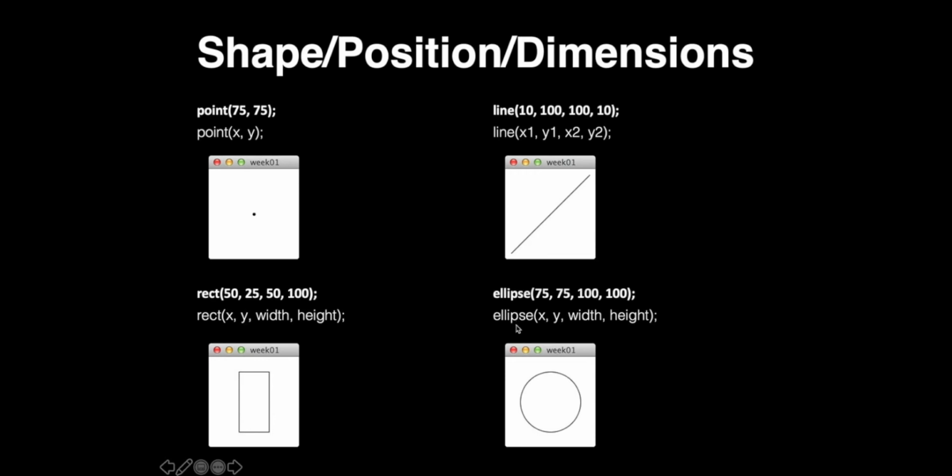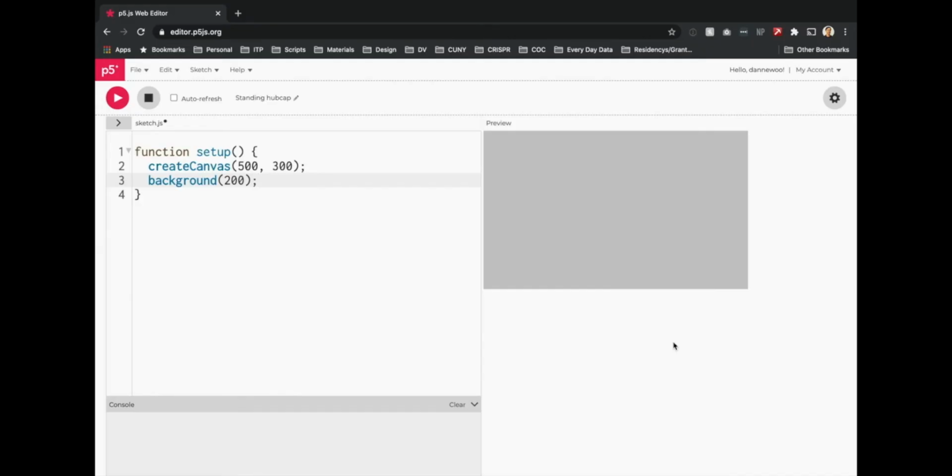So how big, what are the dimensions of that rectangle? Then for ellipse, it's the same thing as rectangle. We have an x and a y, so where are we going to draw this? And then width and height for the width and height of that ellipse. Okay, so why don't we play around with some of these? All right, so let's add a point.